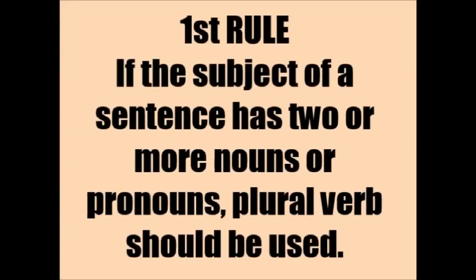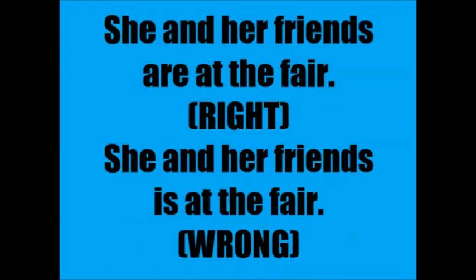Rule number 1. If the subject of a sentence has two or more nouns or pronouns, a plural verb should be used. For example, in this sentence, we have two subjects, which are she and her friends. Since we have two subjects, we should use the plural verb, which is are.